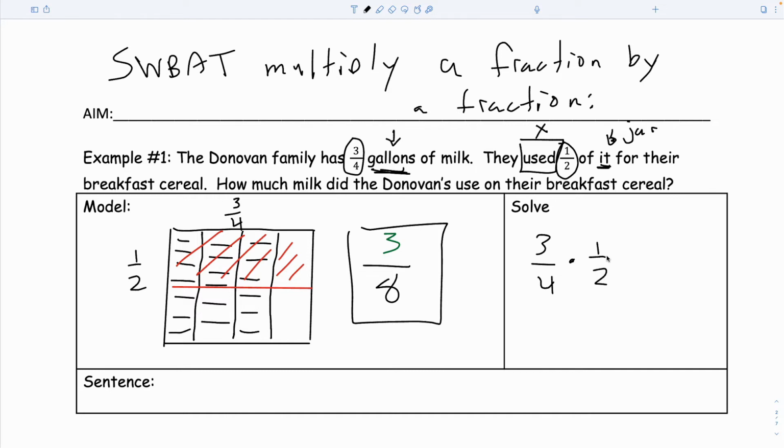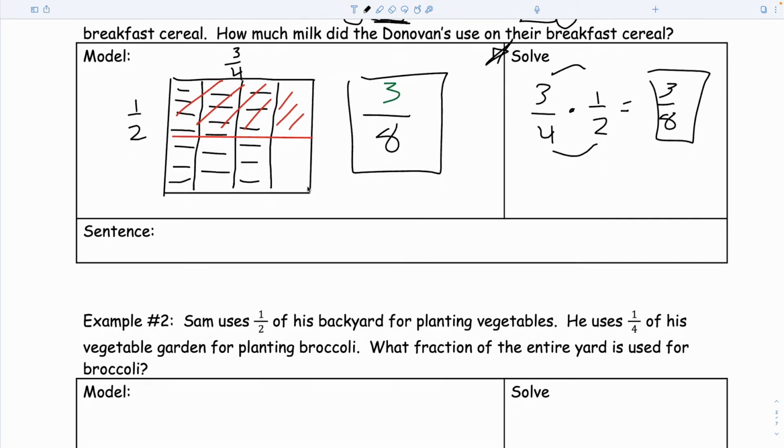You don't have to do that though. Here's why. Pause. I think you're doing it slightly wrong. Let's look at it with arithmetic. How am I going to do that? I multiply across when I multiply fractions. So 3 times 1 is 3. 4 times 2 is 8. Did we get the same thing? Yeah. This was way quicker. We're going to work towards solving it like this, but you need to make a model to show behind the scenes of what happens if you're asked to.